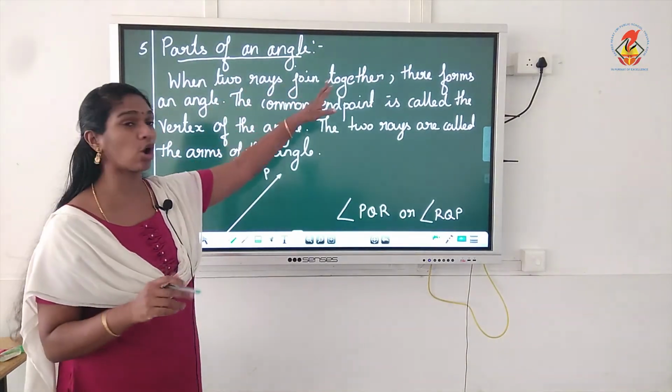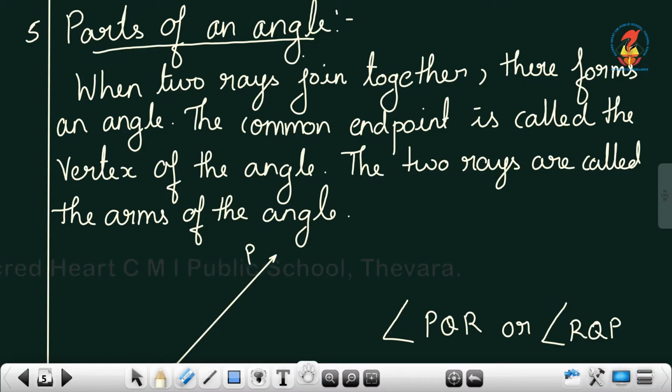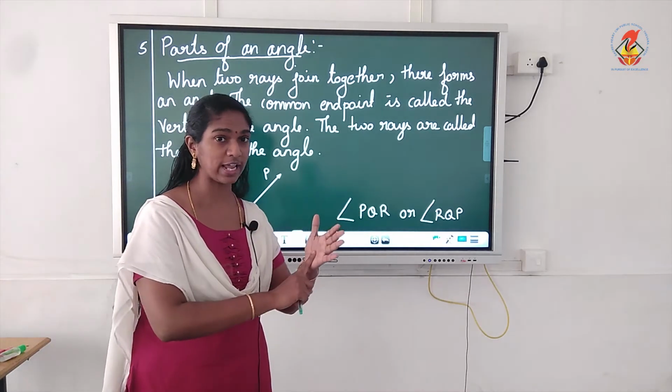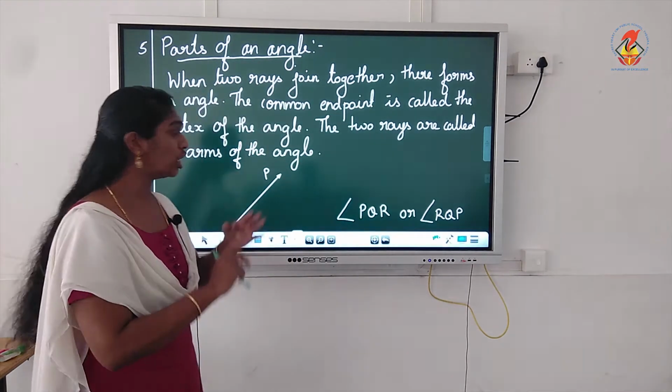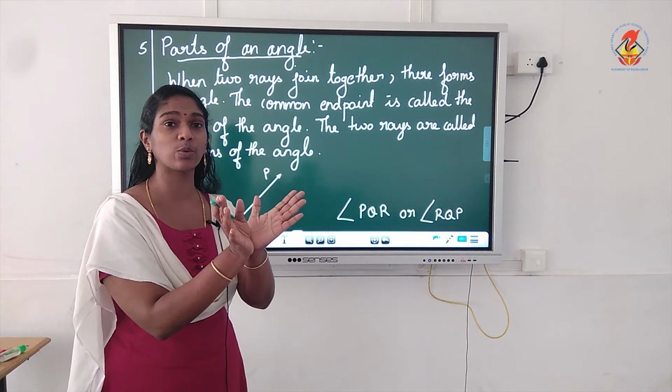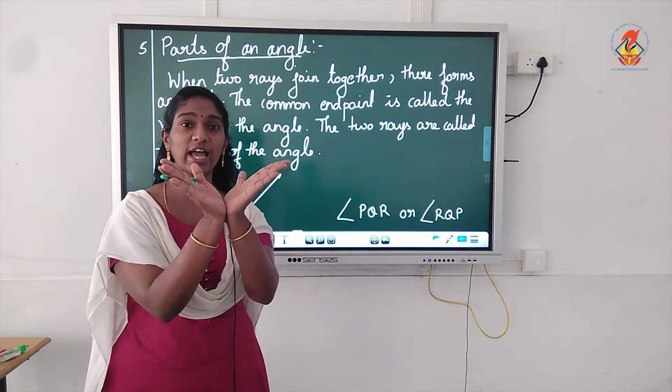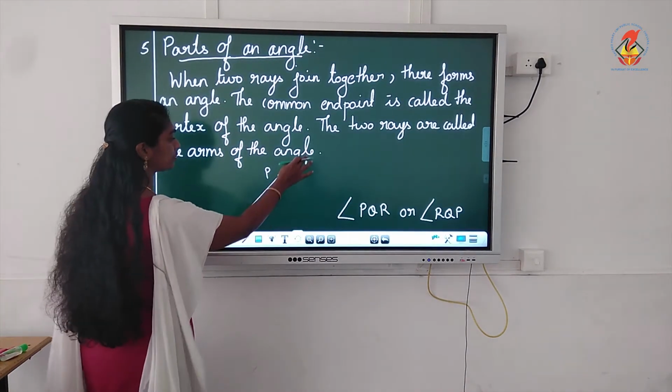When two rays join together, what was a ray, children? What was a ray? Just now we discussed. A ray is a part of a line which has one end point and it goes endlessly in the other direction. So, if I join two rays together, what will I get? I will get one angle. See what I have done here?